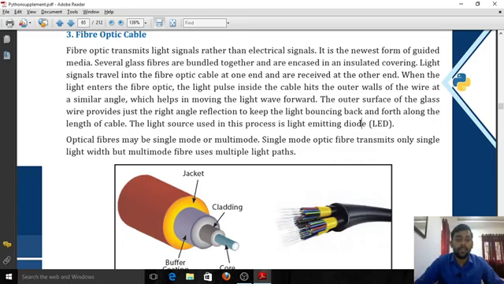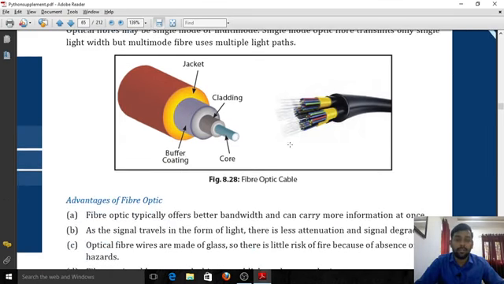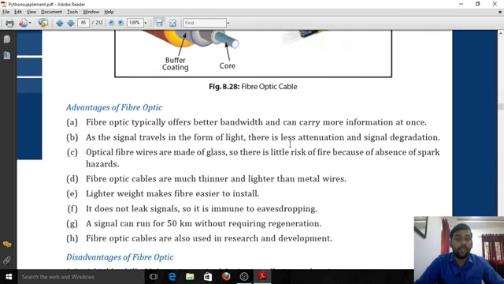Actually, why do we use light emitting diodes? Sometimes when it travels more than 100 kilometers, of course, there may be a need for repeaters. So here the light emitting diode acts as a repeater. Then optical fiber may be single mode or multi mode. There are different variations of this, but we don't have to look at all these points.